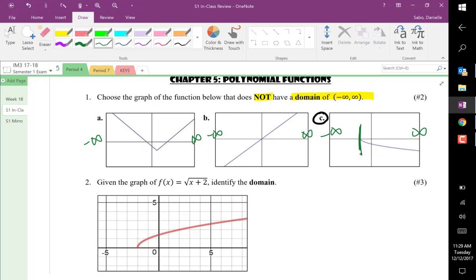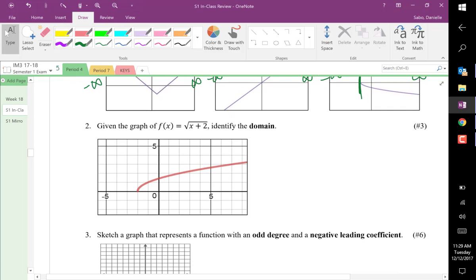Okay, questions on that one? Hopefully that becomes an easy one for you to see if something is restricted or not. Please don't whistle. Okay, look, now we're looking at this. Well, hopefully you're bored because you know it. Given the graph, identifying the domain.